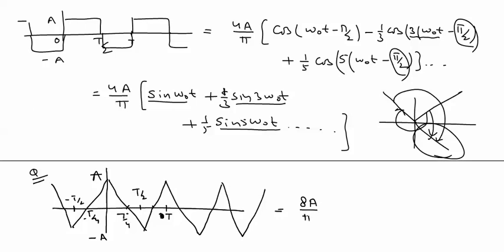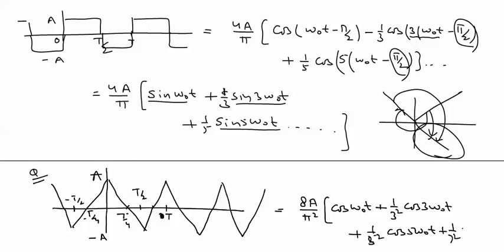8a upon pi square, cos omega naught t plus 1 by 3 square cos 3 omega naught t plus 1 by 5 square cos 5 omega naught t plus 1 by 7 square cos 7 omega naught t and so on.